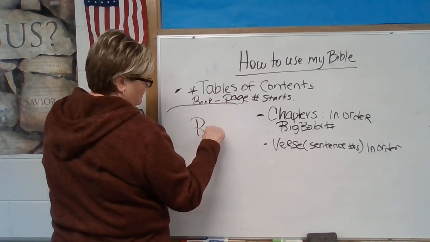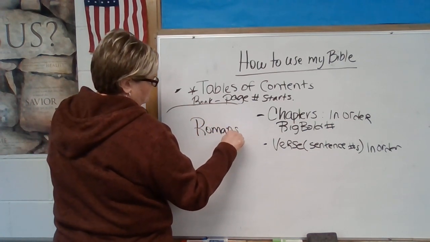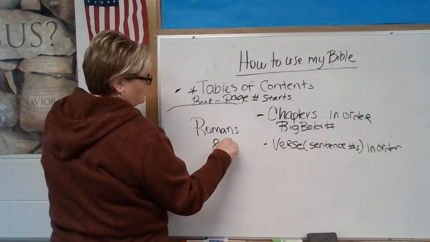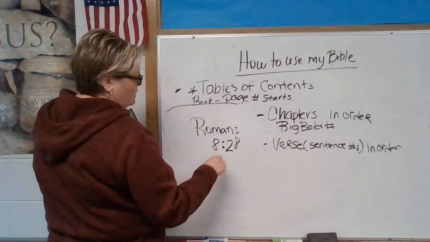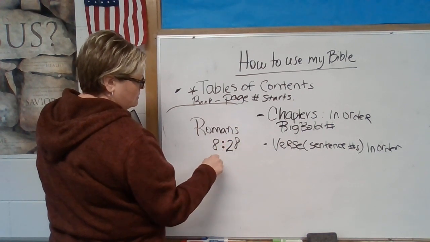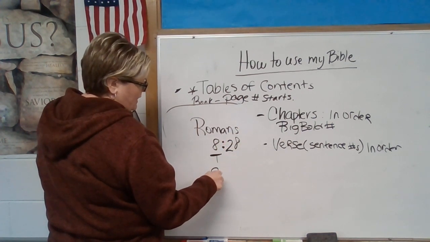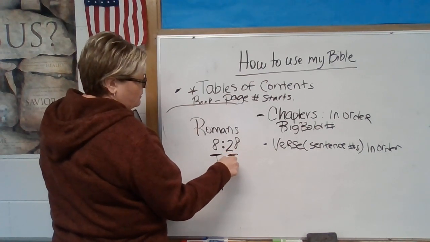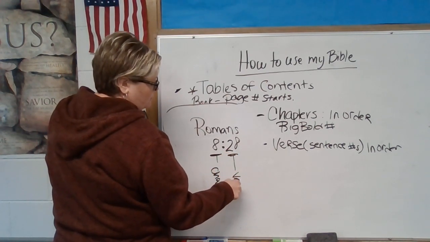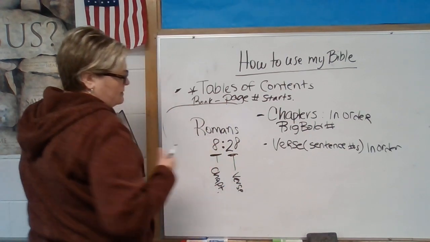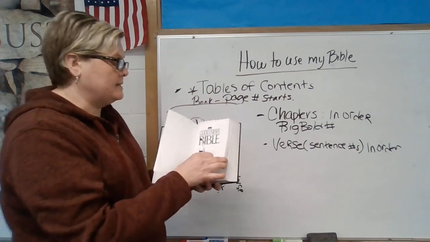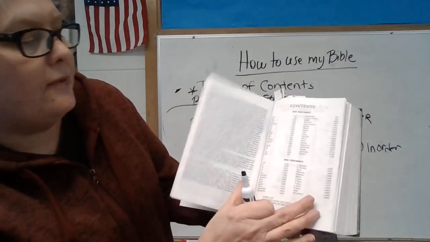Romans 8, colon, 28. So the book of Romans, chapter 8. This is a big bold number. And then the verse or the sentence number in chapter 8. So we're going to start off in your table of contents. Starting our table of contents.